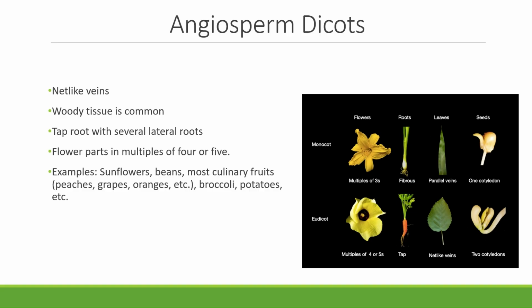But examples surround us every day. Sunflowers, beans, most of the culinary fruits that we eat, such as peaches, grapes, and oranges, and vegetables, such as broccoli and potatoes, these all are dicots. And if you take a little bit of time looking at some examples of their leaves and their seeds and their root systems, I'm sure you're going to get the hang of telling which plants are eudicots or not.